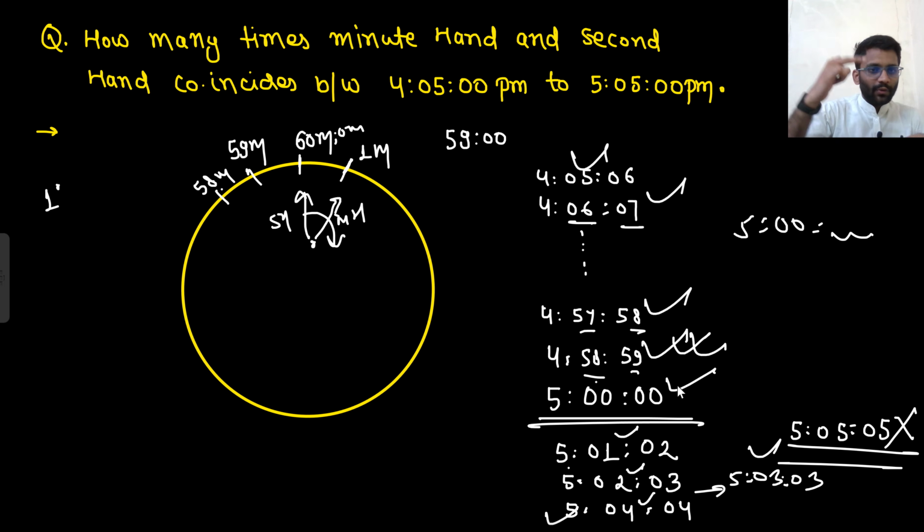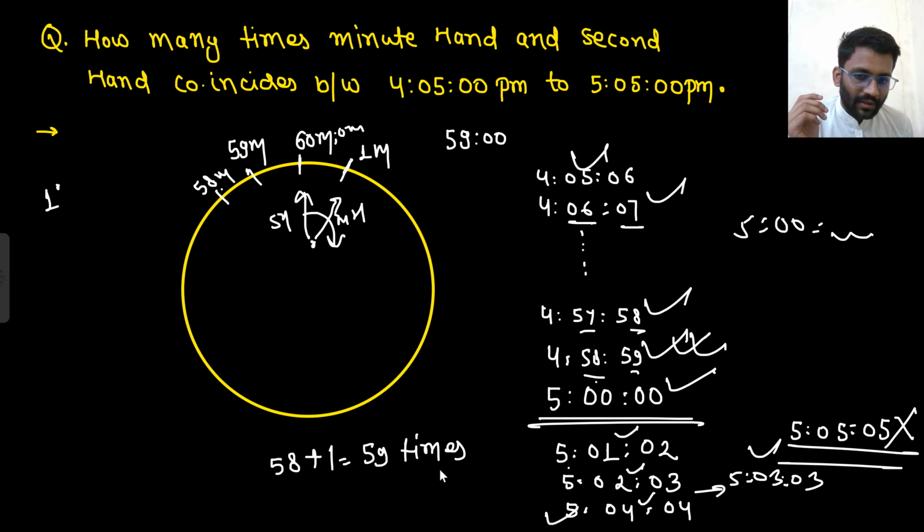So from 1 to 58, how many numbers are there? If you are counting from 1 to 3, 3 numbers are there. If you are counting from 1 to 58, that means 58 numbers are there. Plus 1, that means 59 times. So in an hour, the minute hand and second hand collide 59 times.